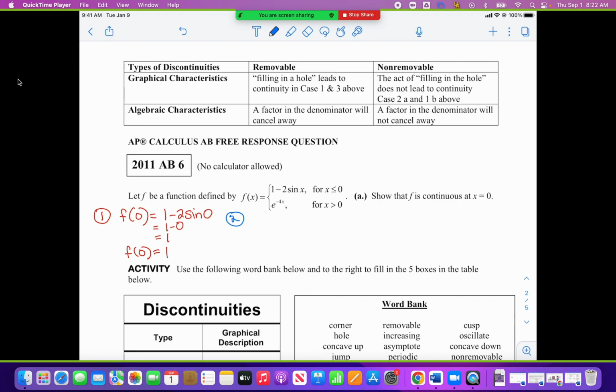I asked you, when is a limit defined? And we said you have to show the left-hand limit and the right-hand limit both exist and come to the same value. So in order to get this part, you're going to do the limit as x approaches 0 from the left. So that's going to be 1 minus 2 sine x. We're going to do the limit as x approaches 0 from the right.